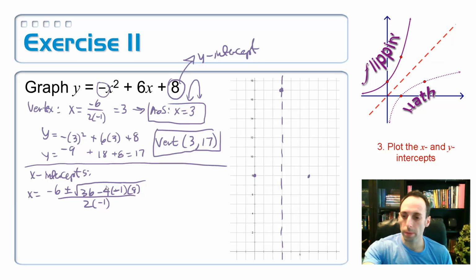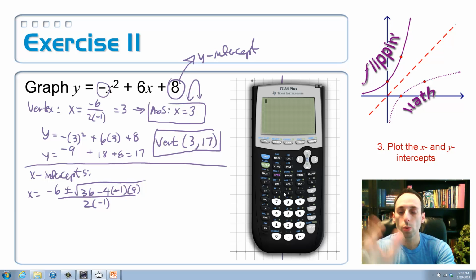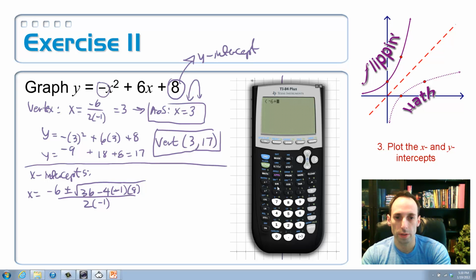Let's just shortcut by putting this into the calculator. Yep. Huh, that's already in the calculator. Let's pretend like it's not and clear it. Okay. So I need parentheses around the whole top of this. Open my parentheses. Negative 6. Let's do the plus sign first. Plus the square root of 36 minus 4 times negative 1 times 8. Get out of the square root.